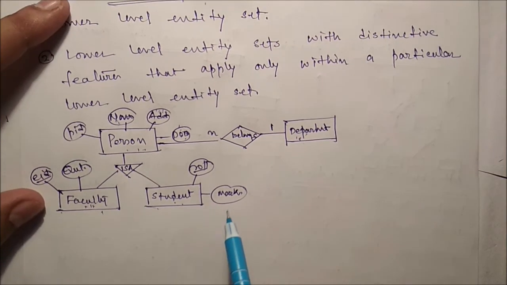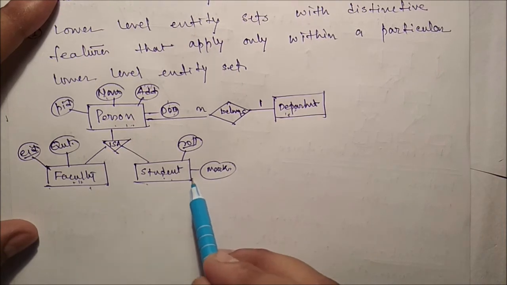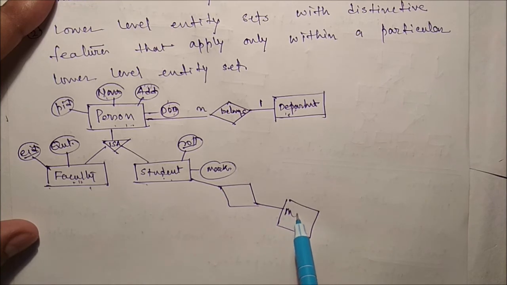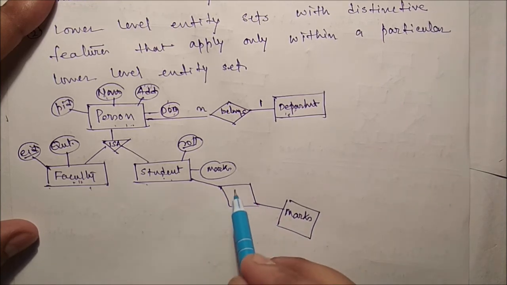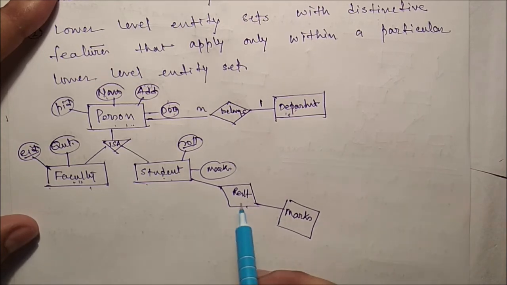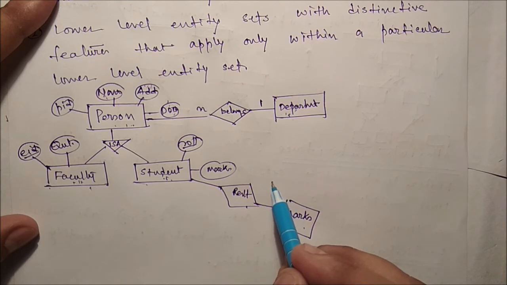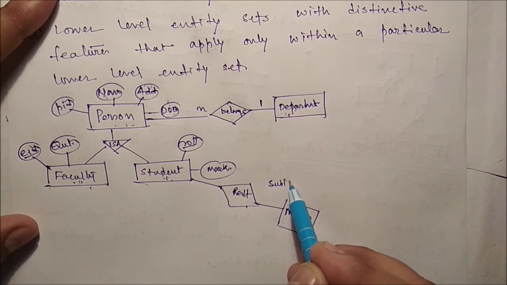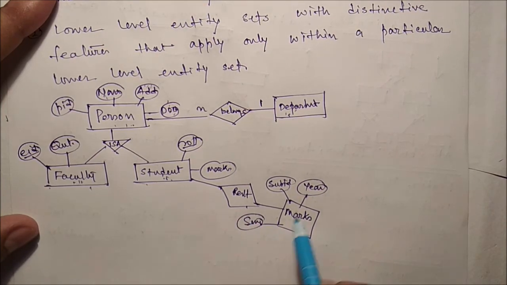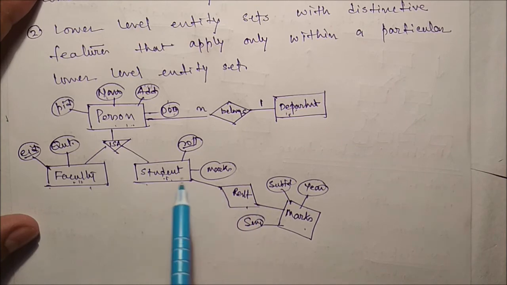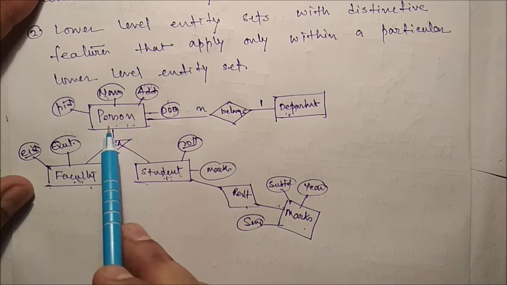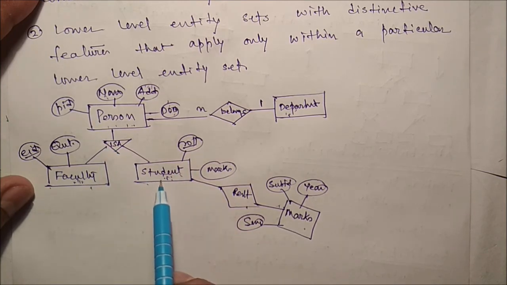But suppose here there is one more relationship, say marks. The result relationship is between student and marks. Here say subject id is there, year is there, semester is there, like this. Some information is there. Now this relationship is not applicable for the faculty or all persons. It is only applicable to the student.